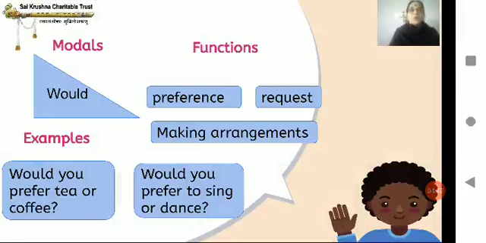Next, would. Would is preference. Preference means choice, request, making arrangements. An example is, would you prefer tea or coffee? Actually, it can even be, would you prefer tea to coffee? Would you prefer to sing or dance? Did you understand? It's asking for your preference, your choice. Would you like to have coffee or would you like to have tea? Would you like to sing or would you like to dance?